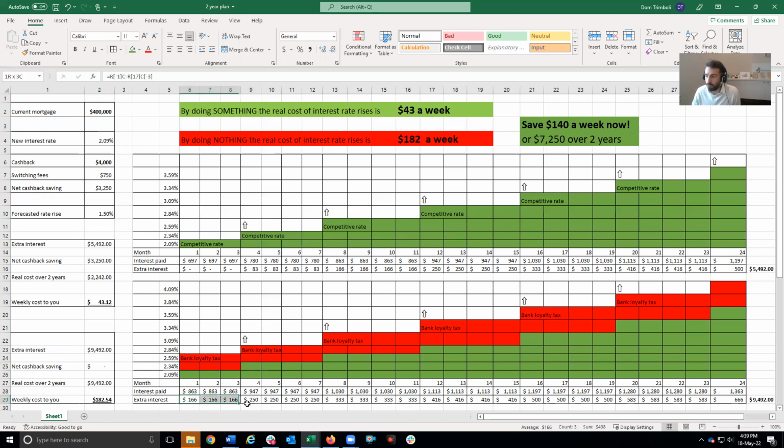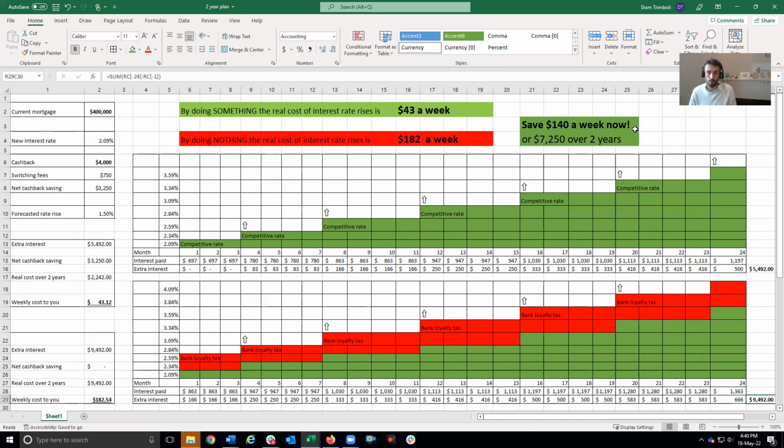And after 24 months, because the same increases are going to happen, it gets to the point where it's cost you $9,492 in extra interest. Now, after we factor that in and we don't have the cashback saving, the weekly cost of that on average is $182. So you can kind of see here that by doing something and putting yourself in the best position, you're mitigating how much it's going to cost you.